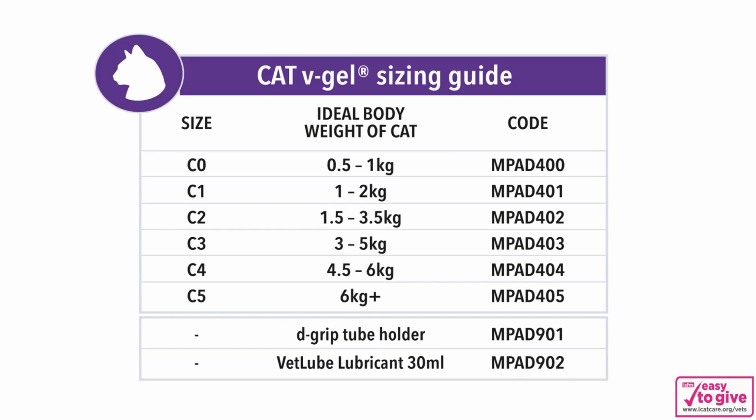It's the same when choosing the size for your cat V-Gels. Base it on the patient's ideal weight. Choose the larger device for your weight and have the smaller size available. We have introduced the 0 size for cats weighing from 0.5 kilograms to help with the smaller neutering patients.